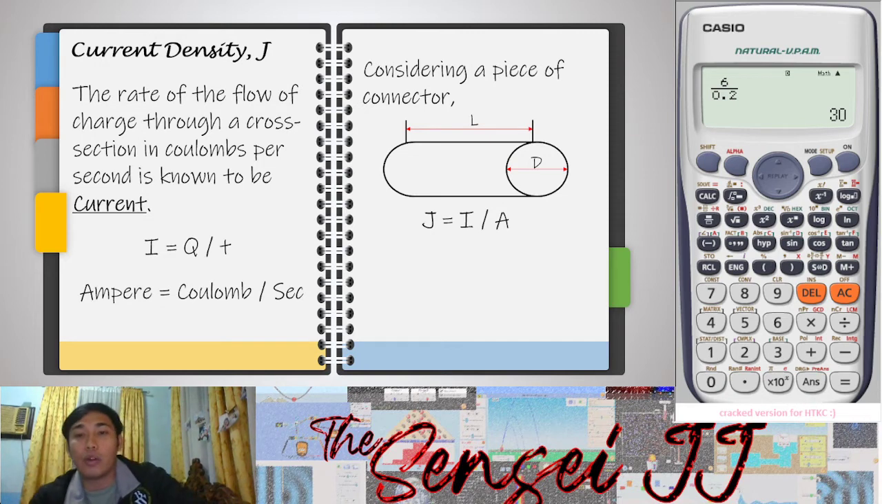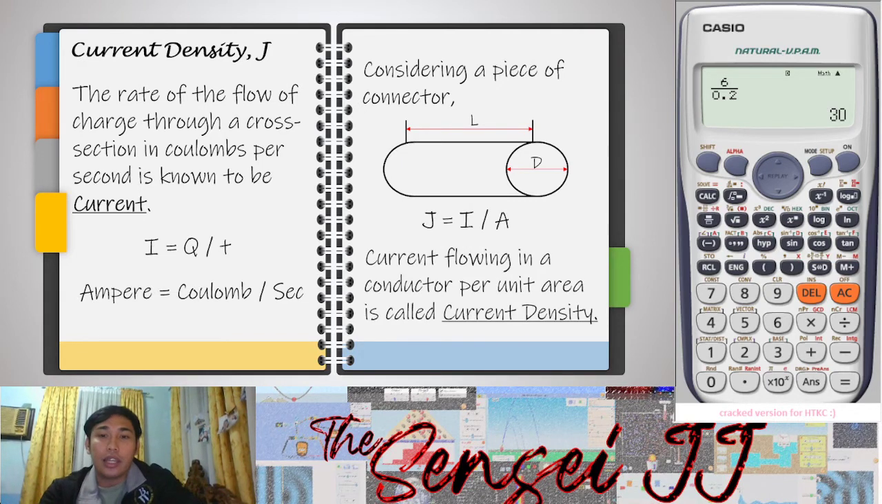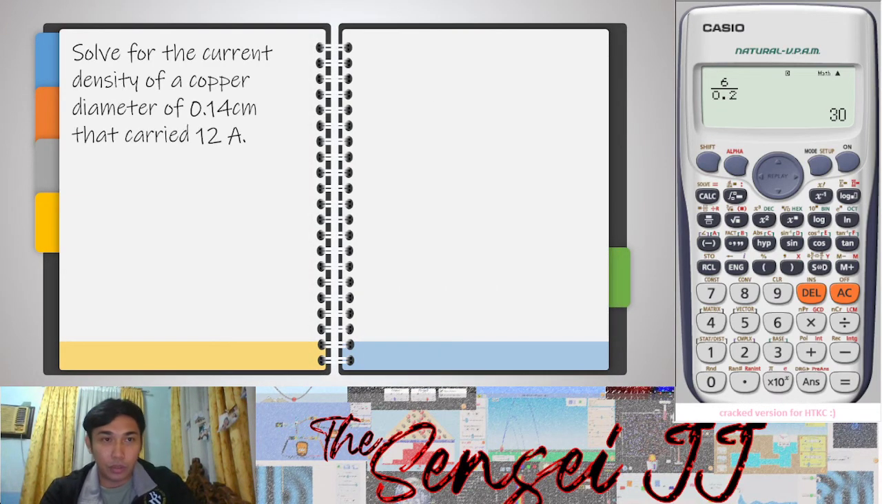For our formula of current density, we have here our J is equal to current over the area. When it comes to cross section, this is where our area will play its part. Current flowing in a conductor per unit area is called current density. So that is where our area is going to play.